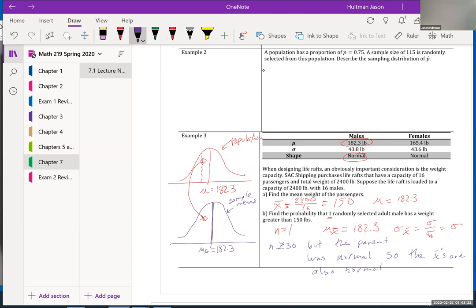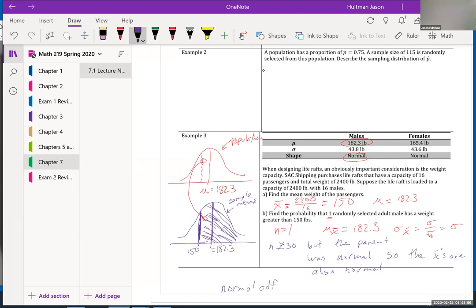Okay, so the x bars are also normal. So how do I find the probability of one person being greater than 150 pounds? Well, that's the total area under the normal distribution. And how did we find the total area under the normal distribution? Normal CDF.